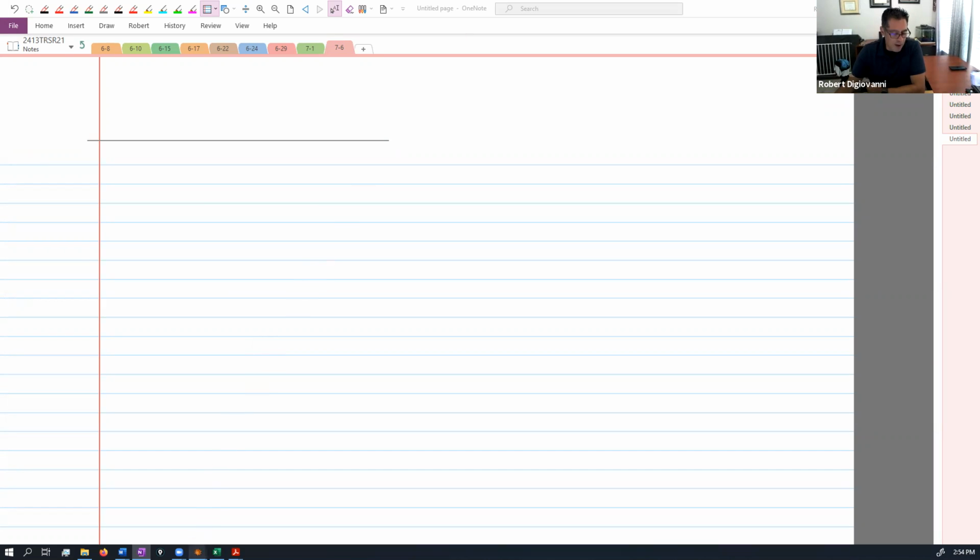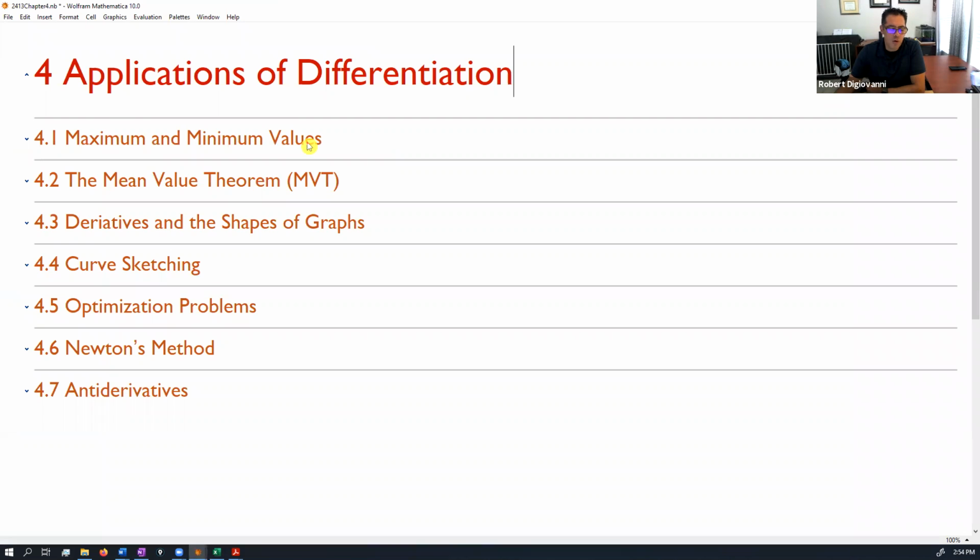Ready? Here we go. Chapter 4. Moving into a new chapter. So we're going to be doing applications of differentiation. So it's time to see what we can use differentiation for. We've already seen related rates. We've seen how you can go back and do limits now that we know more about derivatives. But now we're going to get into the real valuable, important information about applying differentiation.